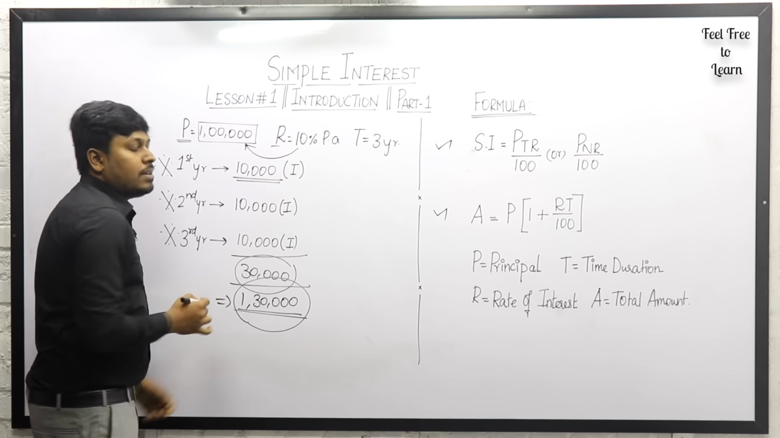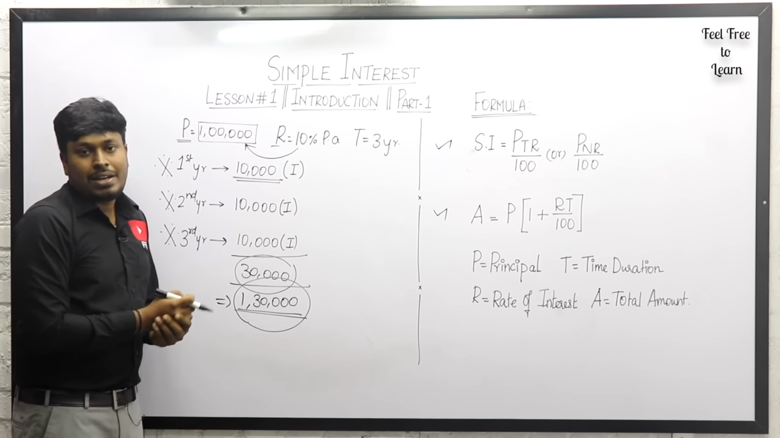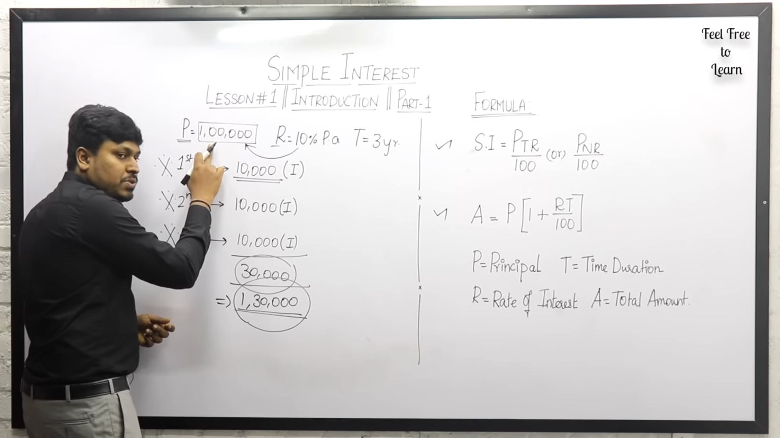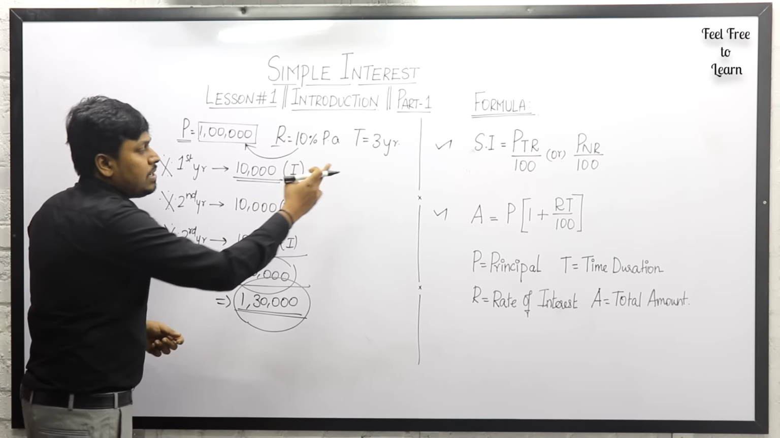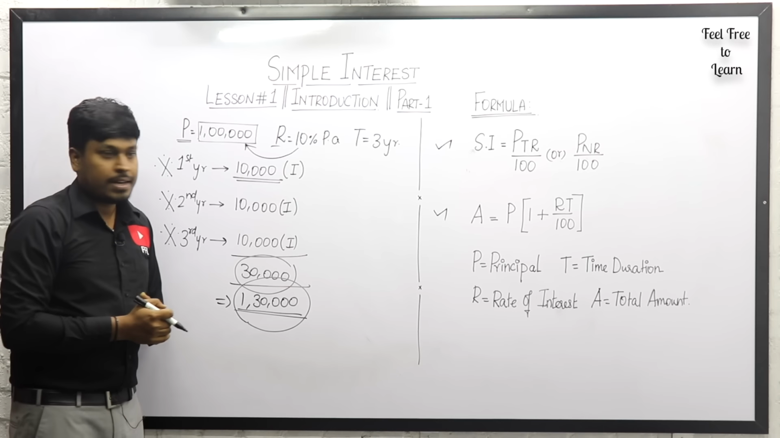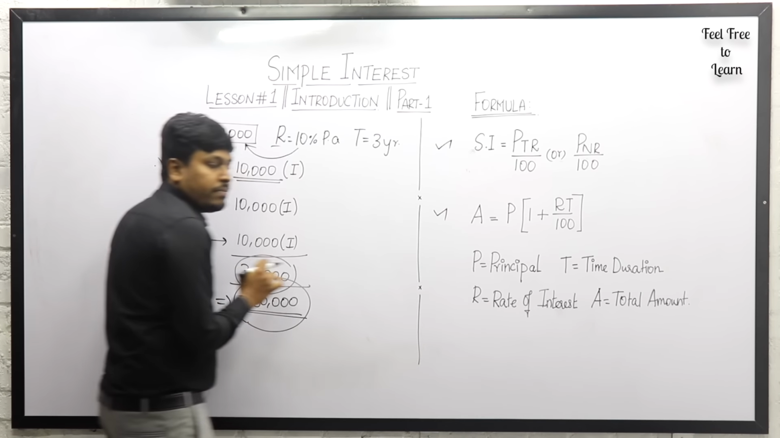So here we have 10% per annum. In order to substitute in the formula, instead of R you need to substitute 10, instead of P you should substitute 1 lakh, and instead of T you need to substitute 3 years. So finally we will get the simple interest, right? So P is the principal, T is the time duration, R is the rate of interest.